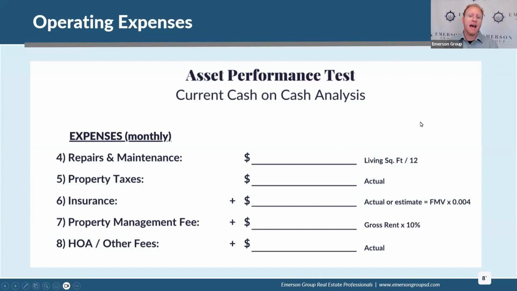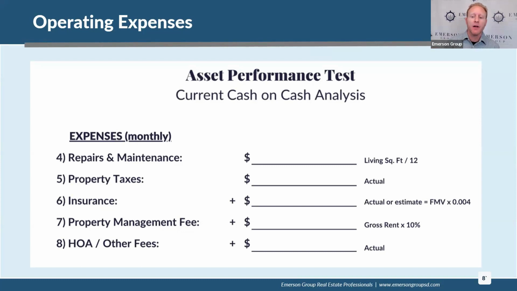So this is the asset performance test, and we're going to be going through a section of it at a time, and then the full picture with an example, so we can really anchor this entire process from top to bottom, which is really going through your property's pro forma. Where are we at with the income? Where are we at with the expenses? And what are we really netting, walking away with?